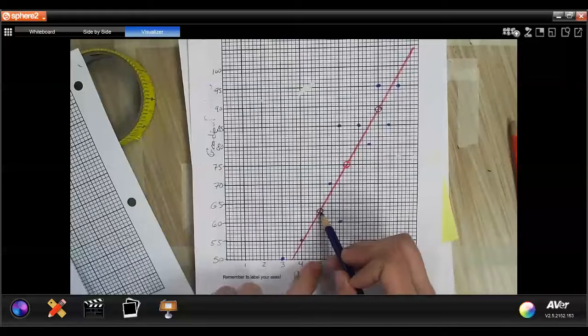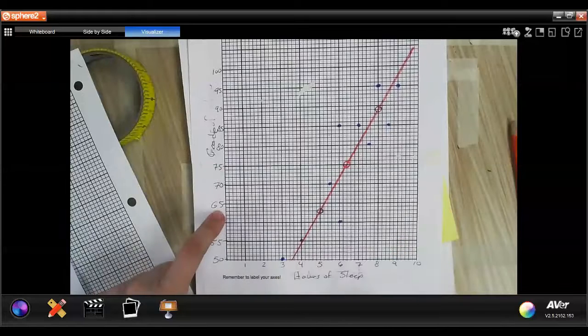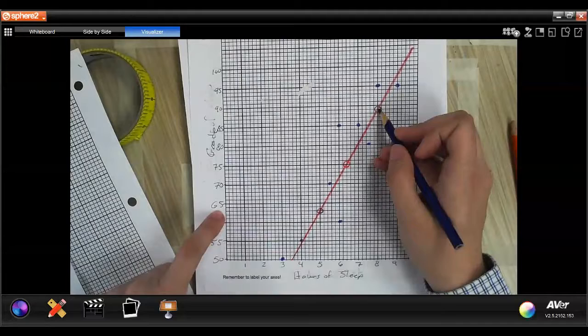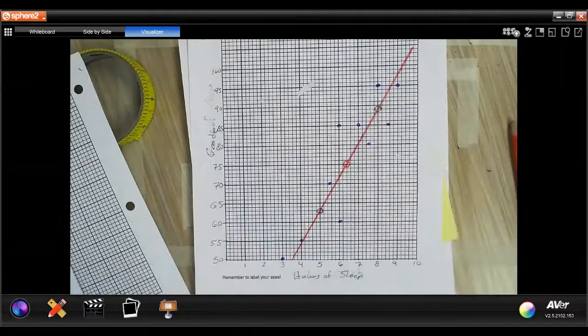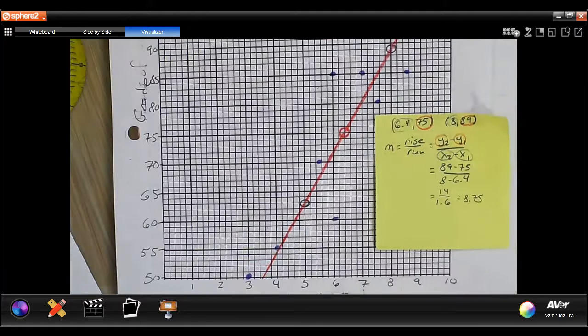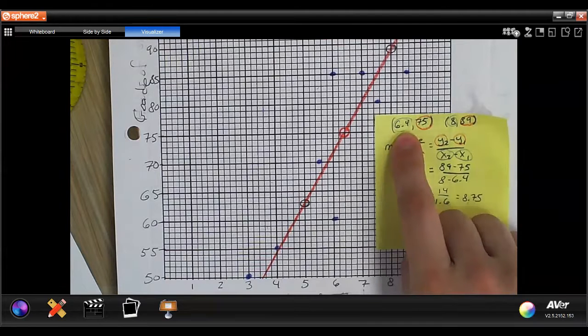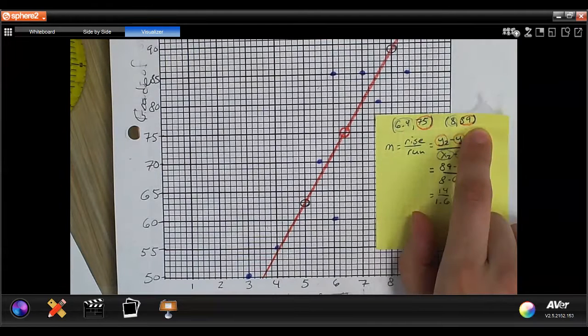This one is at 5 and 63. And then this one over here is at 8 and 89. So I can use any of those that I have found. There's probably some more on here I could even use. But I'm going to pick 2 of those. All right, so pick any 2. So the 2 points I decided to go with are 6.4 and 75, and then 8 and 89.